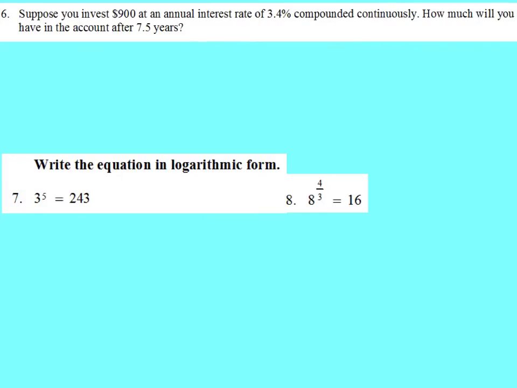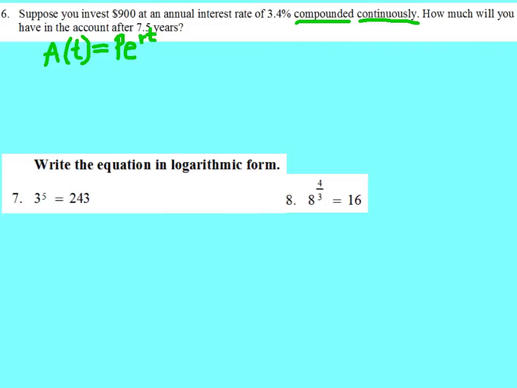Alright, number 6 says, suppose you invest $900 at an annual interest rate of 3.4% compounded continuously. How much will you have in the account after 7.5 years? Our keywords here are compounded continuously. That tells us that I'm not going to use the growth or the decay function. I'm going to use the PERT formula. So A of t is equal to a capital P e to the rt.